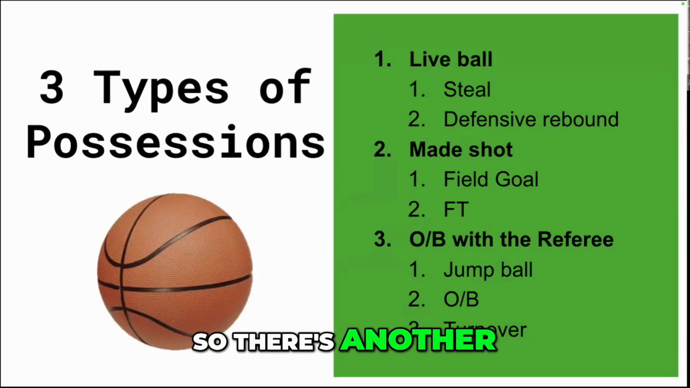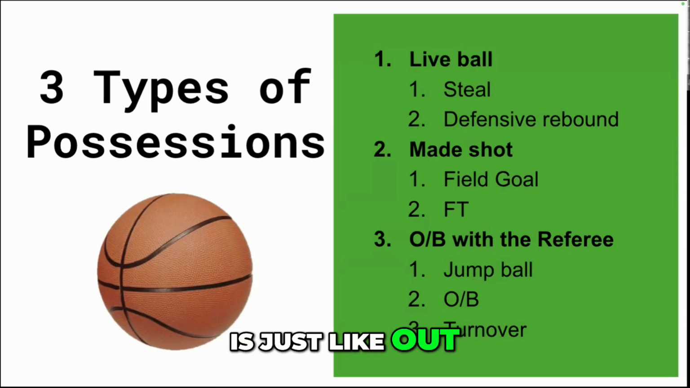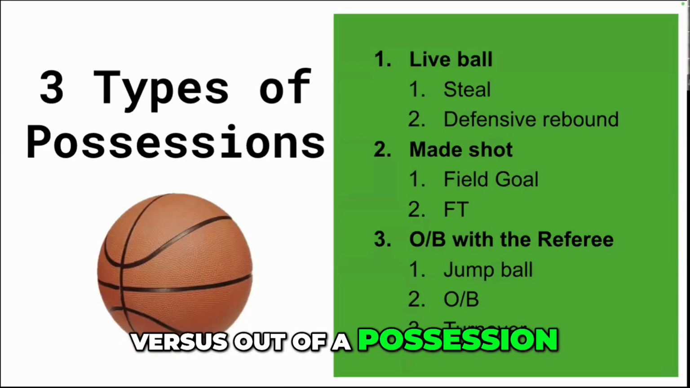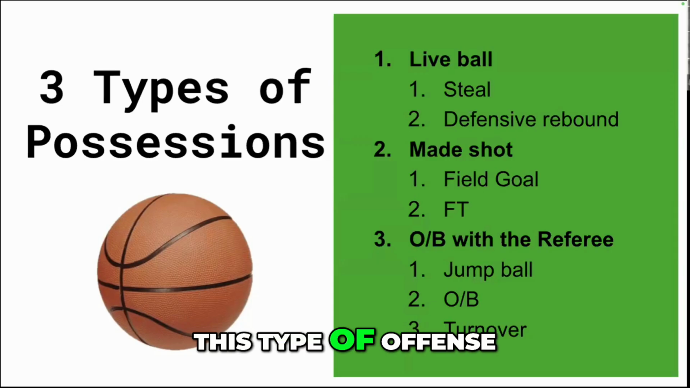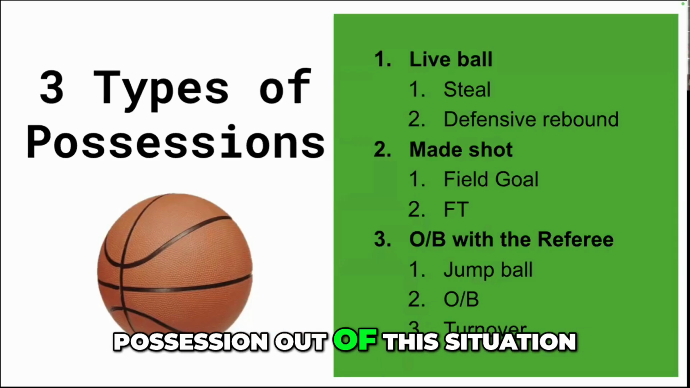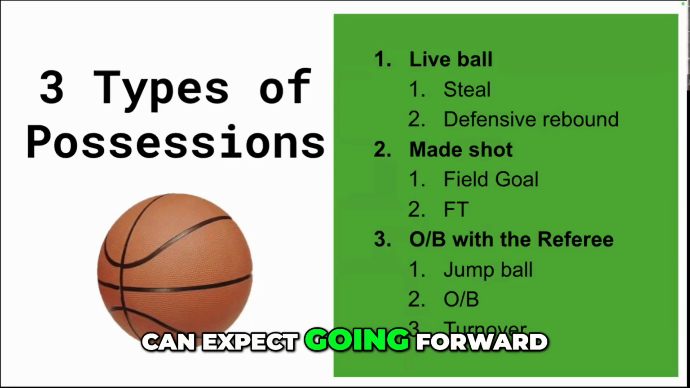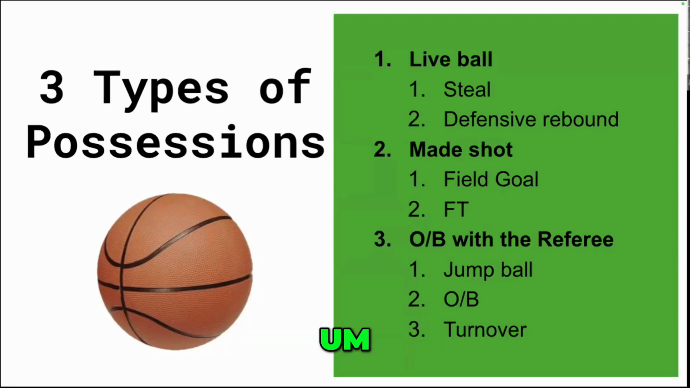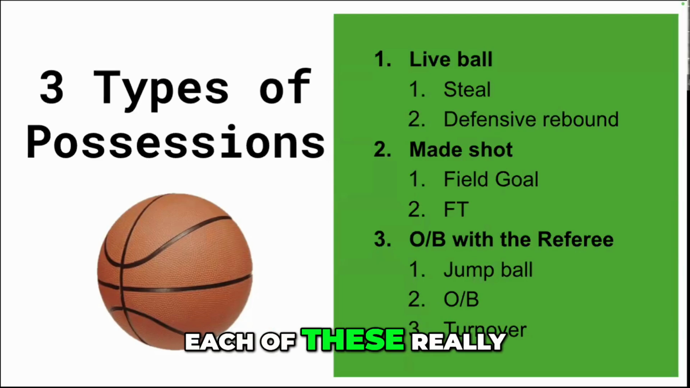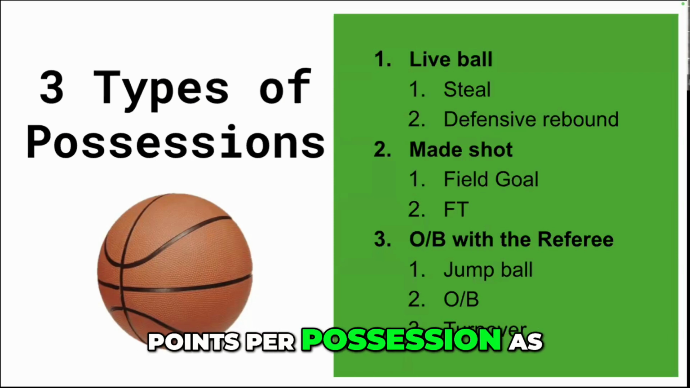So it's another similar. I can try to differentiate that if you have a question about it, but points per shot is just like out of this one event of a shot, how many points did we get versus out of a possession. So we could say as a team, points per possession might be more relevant on this type of offense. When we have a possession out of this situation, this is what we tend to get as an average. This is what we can expect going forward, or this is a baseline that we want to try to improve based on what we know. And so each of these really can contribute to not only your speed of play, but also to your points per possession as a team.